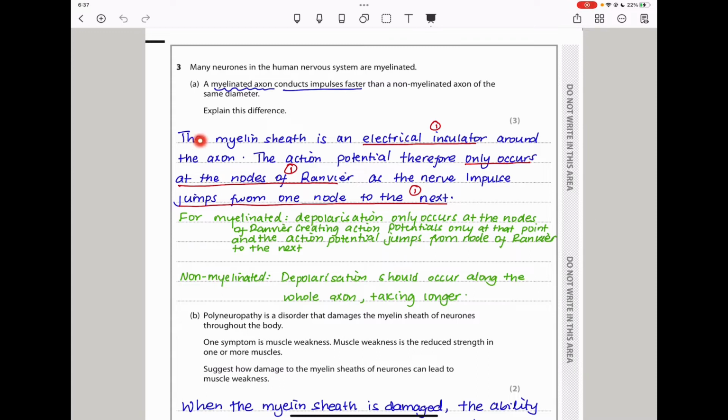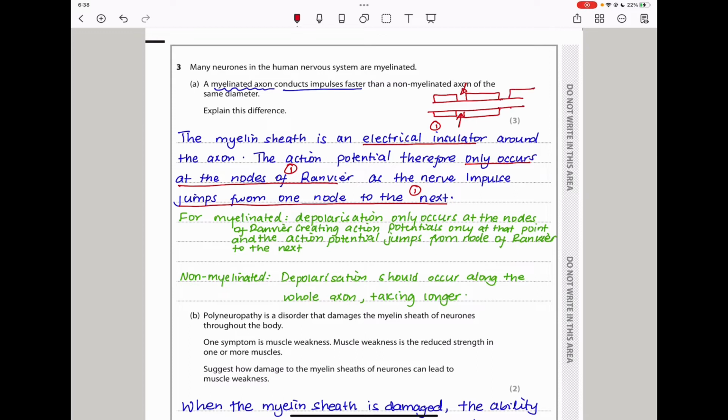So here I say the myelin sheath is an electrical insulator around the axon. The action potential therefore only occurs at the nodes of Ranvier as the nerve impulse jumps from one node to the next. If this is an axon like that, we are going to have the myelin here like that. And this area here is what you call the nodes of Ranvier. So that is a node of Ranvier. It means if there is myelin, action potentials will only occur at the nodes of Ranvier, and so it will look as if they are skipping from one node of Ranvier to the next one.